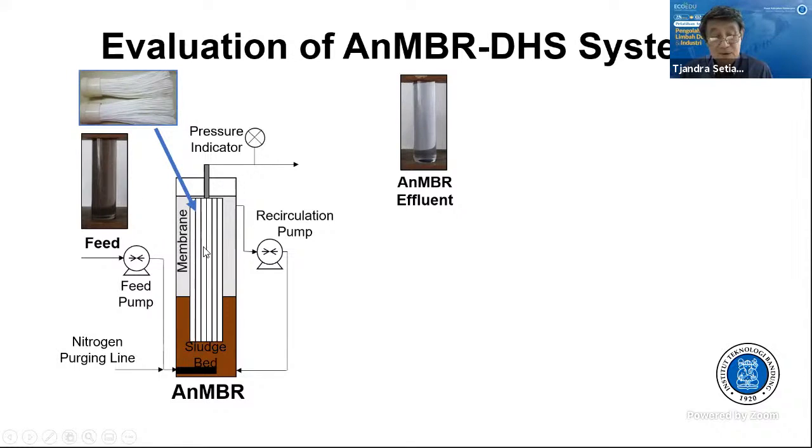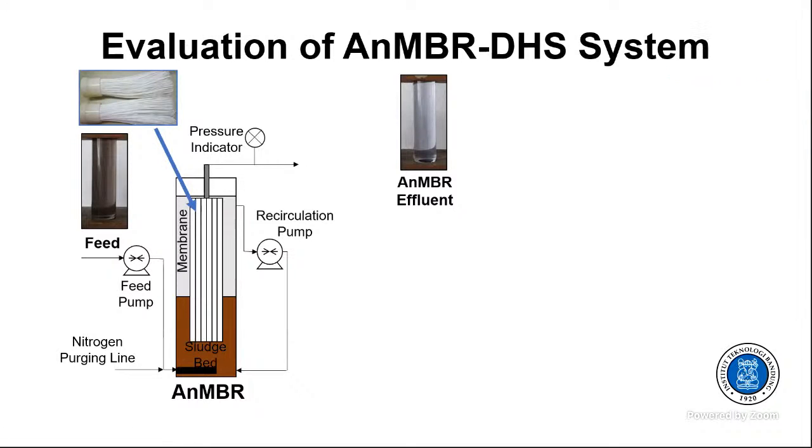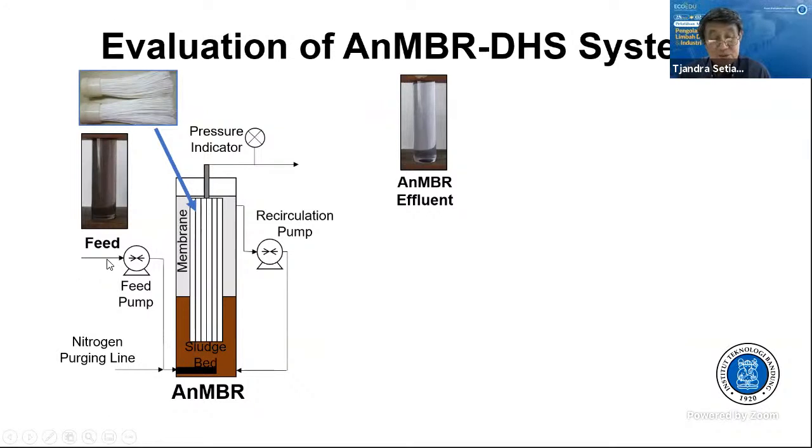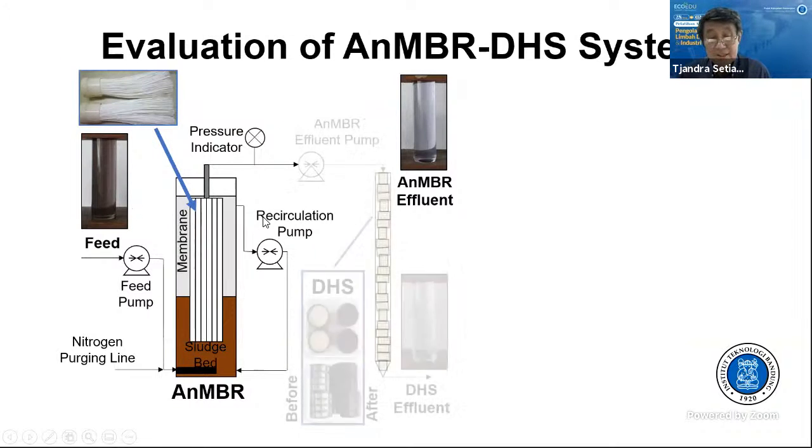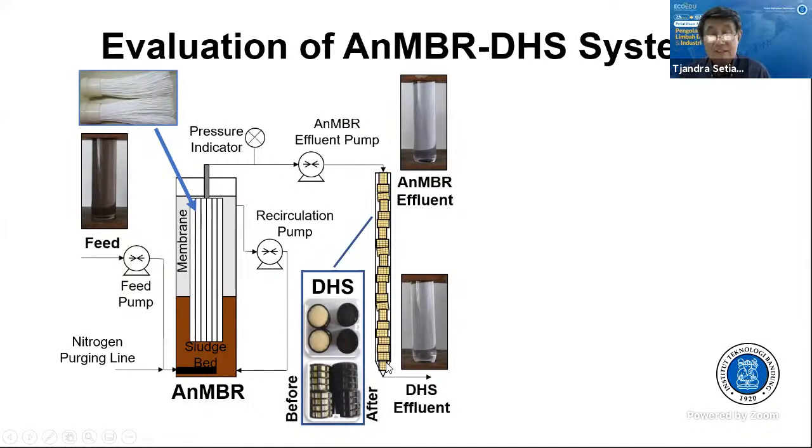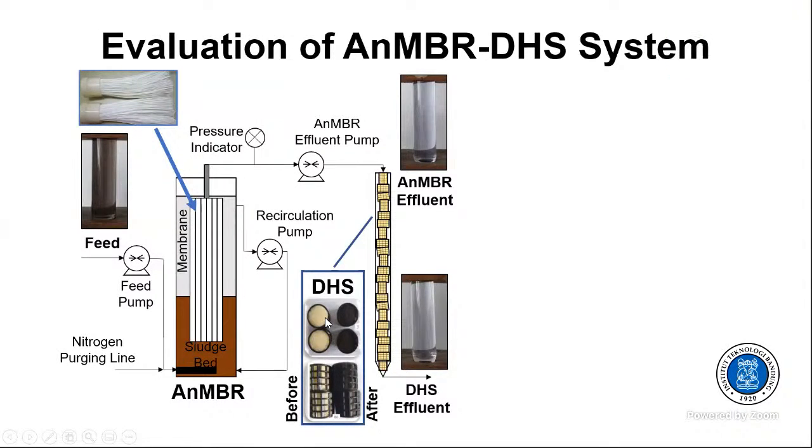It uses a hollow fiber membrane, and the feed is not real wastewater but a synthetic one with RB5, Reactive Black 5. That is the feed, pumped to the anaerobic membrane bioreactor, and later put into the DHS. Here is an example of the color from the inlet, then the outlet of the anaerobic membrane reactor, and then the outlet of the DHS. The DHS has been explained by Dr. Watari. That is before applying the waste, and that is after.